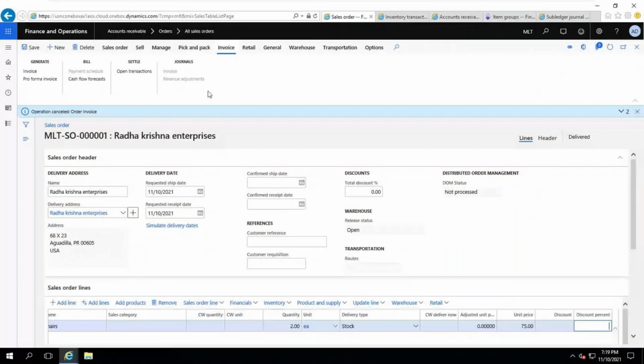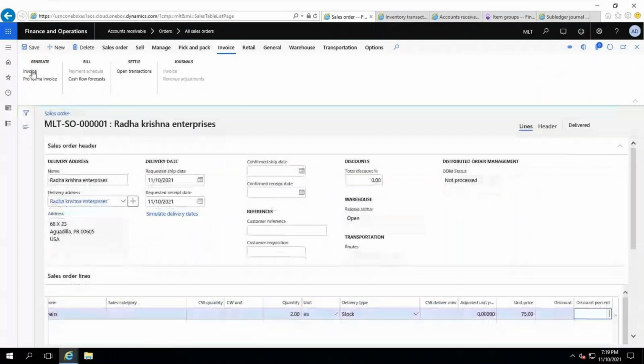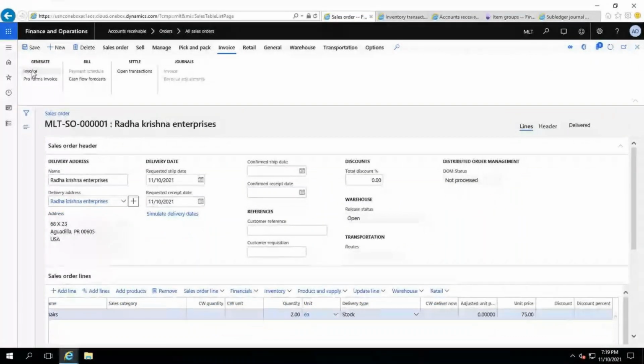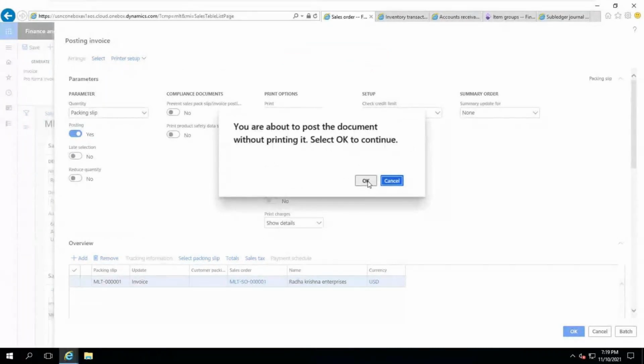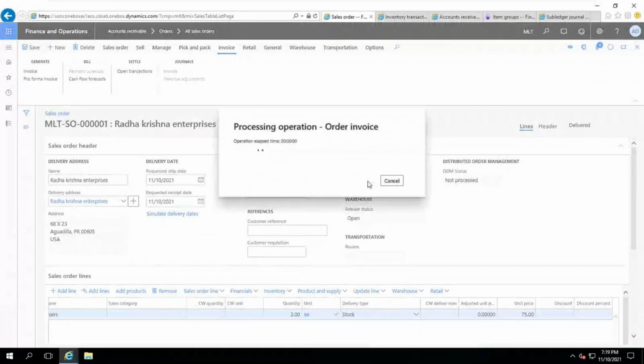I'm trying to do the invoice once again. Intentionally, I'm making mistakes, but for you, it is not required. You need to understand the error message. That is the reason I'm showing you. I'm clicking OK. It will pop up the message once again without printing. You are proceeding. Yes. I'm clicking on OK. Now I will get another error message.